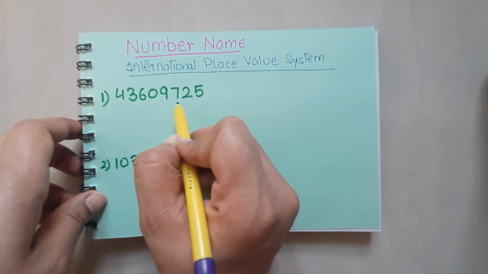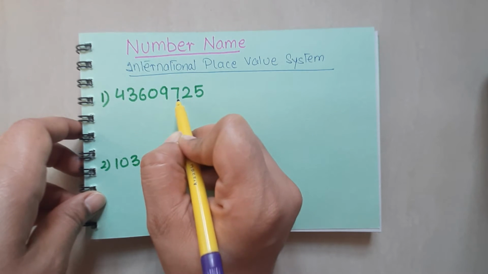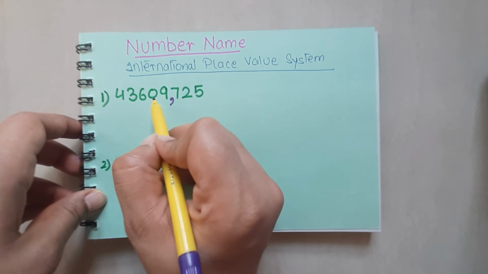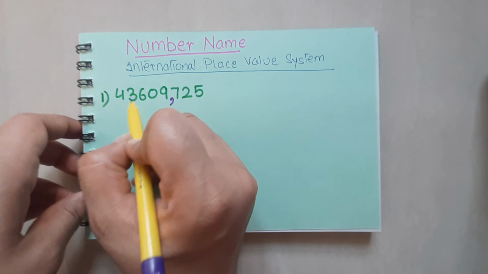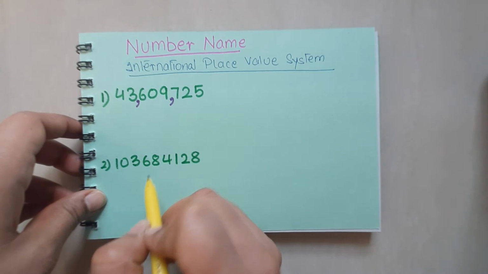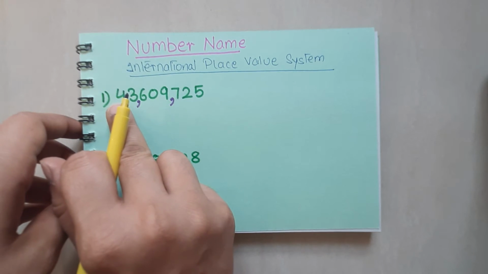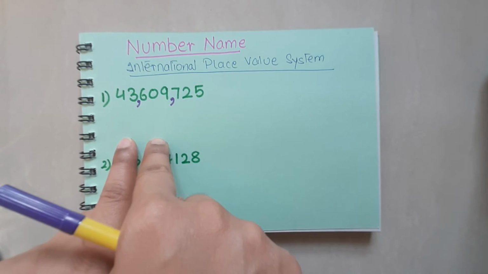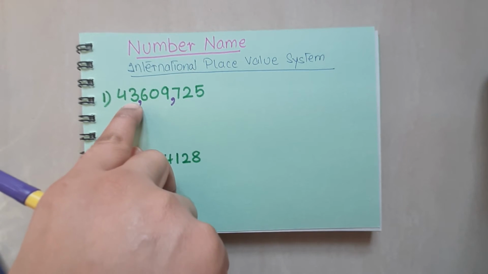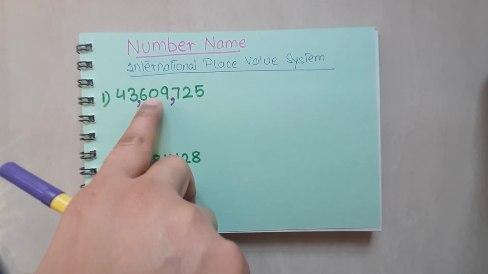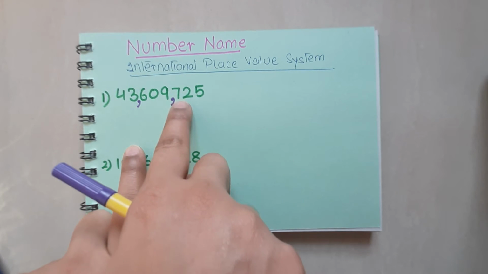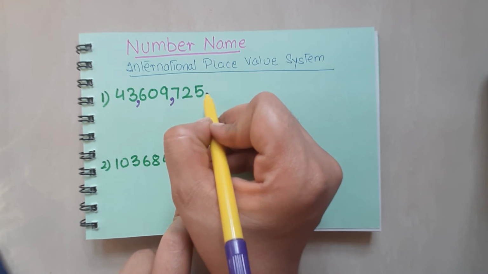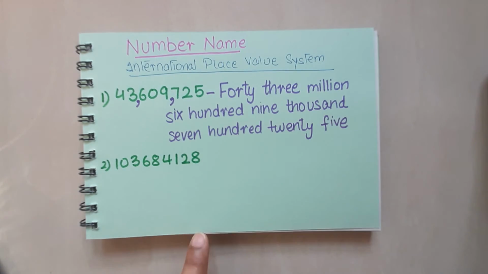So over here, we mark the periods from this number. We know that this is ones period: ones, tens, hundreds. Then thousands, 10,000s, 100,000s, thousands period over. Now this is million, 10 millions, right? So over here, the way we speak the number, 43,609,725. In the same way, we are going to write this number in words.